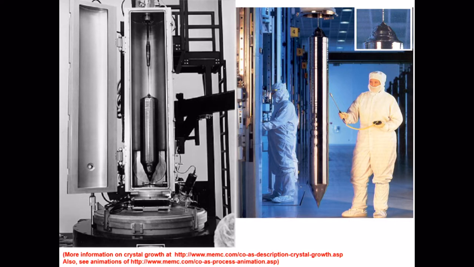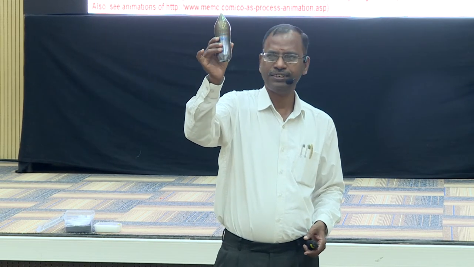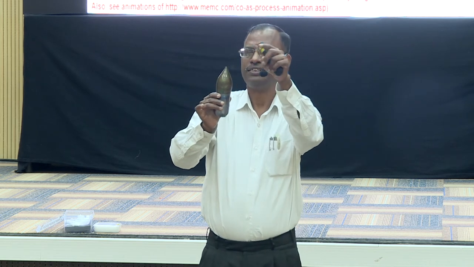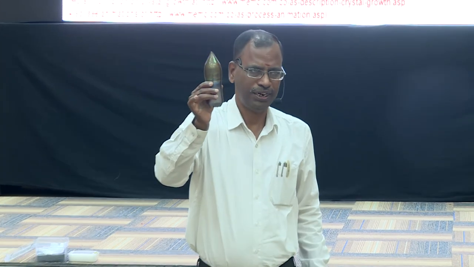Because of this seeding characteristic and making the necking and other processes, it is able to carry so much weight, 2 tons of silicon with a few grams of seed. I have a sample which we have already grown here. Here the seed is only milligrams. This is silicon which we have grown in our laboratory. You can see this is almost more than 2 kg of weight, and the seed we cut initially is only a few milligrams, right?